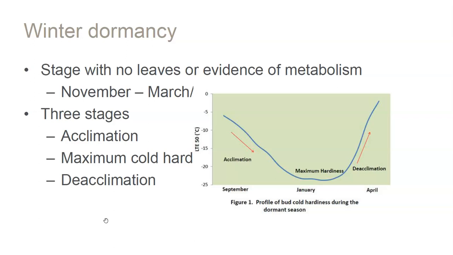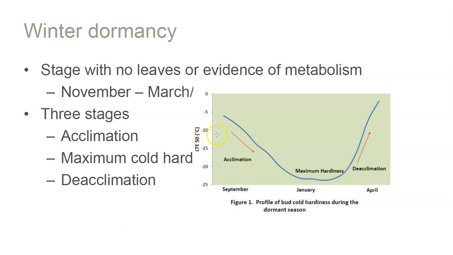So vines, as they go into dormancy, lose water in their buds, and then they accumulate carbohydrates in those buds. And that allows their freezing temperature to go down. And that's what you're seeing here. An LTE 50 is lethal temperature exotherm 50.